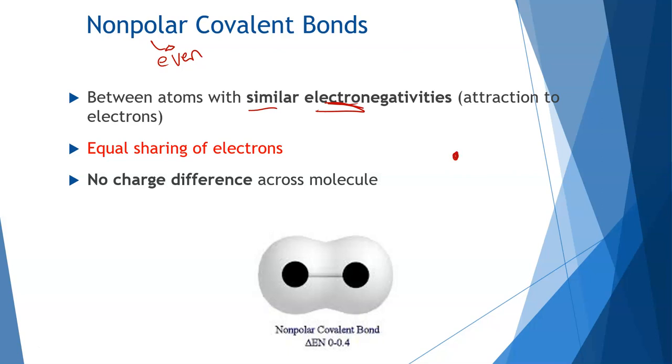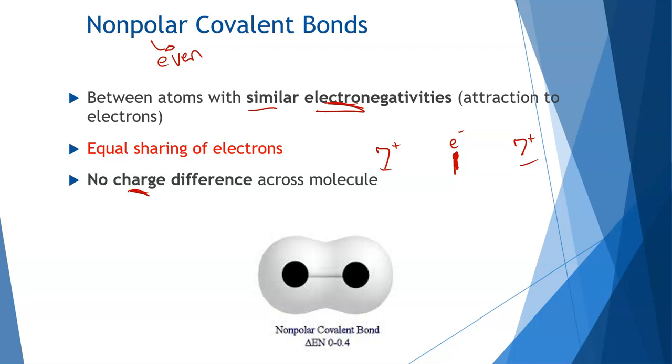So let's say you have an electron in the middle, and you have something that's 7 positive over here and 7 positive over here. It's going to be right in the middle. One side is not bigger than the other. So what occurs there is you don't have any charges in that molecule. You're going to have a nice, even, non-charged molecule. So that's going to happen with nonpolar covalent bonds. This is the easy one.